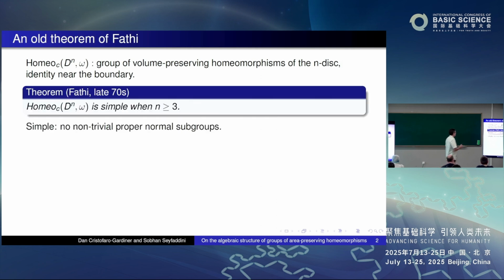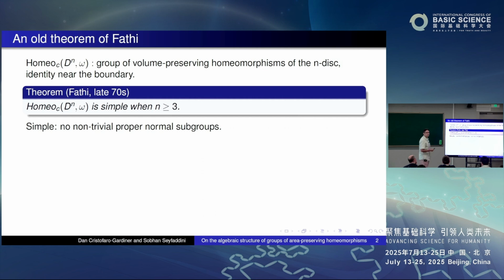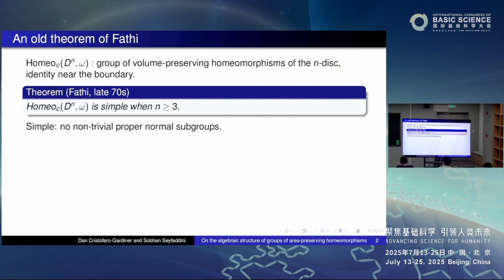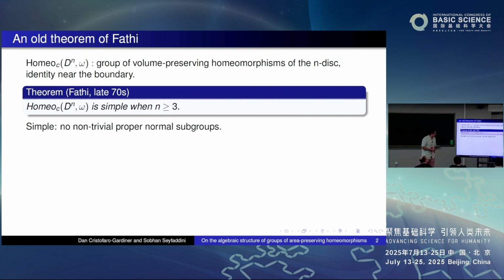So in the 70s, Fathi was interested in the algebraic structure of this group, and among other results, he proved the following theorem. He showed that this group, the group of compactly supported volume-preserving homeomorphisms of the n-dimensional ball, is simple when the dimension is at least 3. Simple meaning it has no non-trivial proper normal subgroups. Now, as you can see, Fathi's theorem leaves out two cases, n equals 2 and n equals 1.